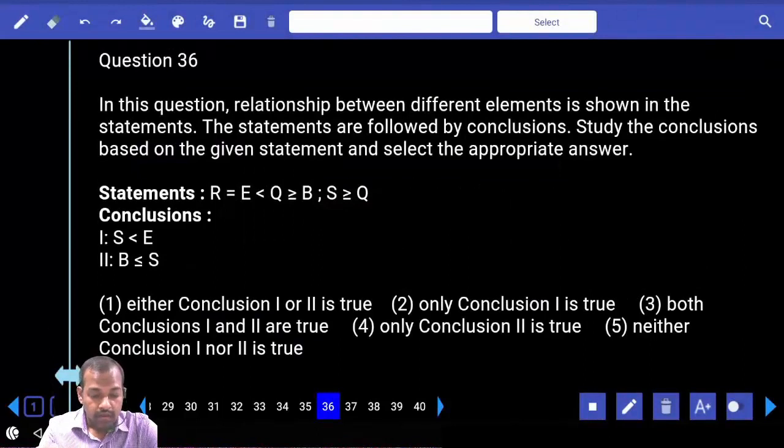Inequalities. The statement is R equal to E, E less than Q, Q greater than or equal to B, and S greater than or equal to Q. And the first one is S less than E.